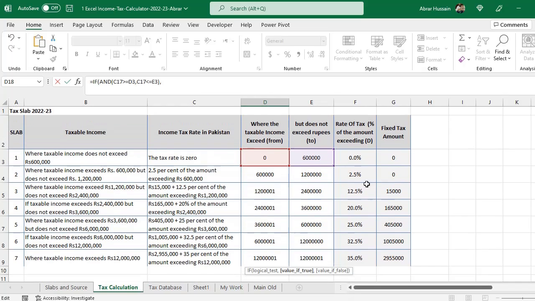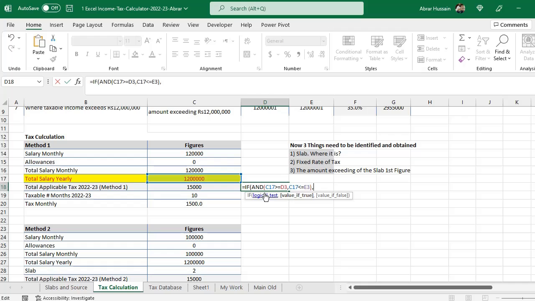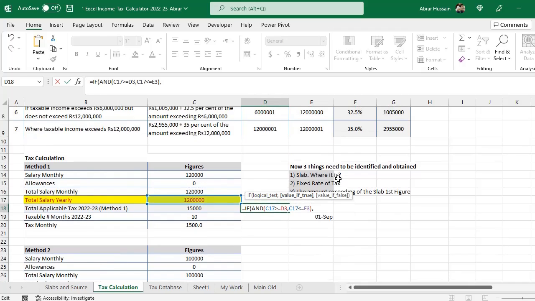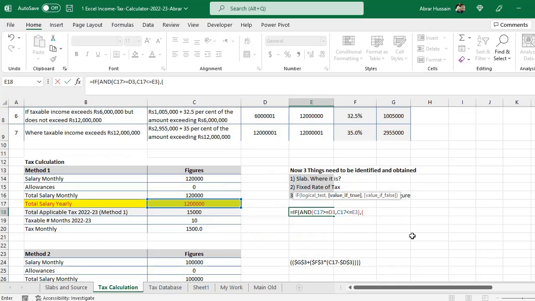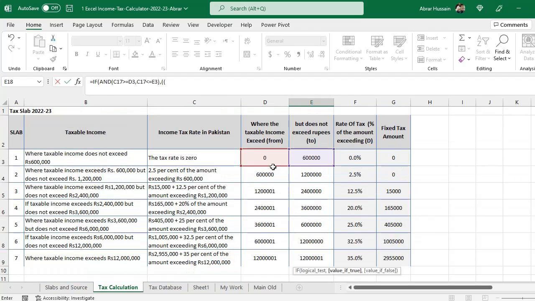So now what it should do, if this is the condition and if it is true, you do two things. Number one, open two brackets, because first you have to obtain the fixed amount. If this is the condition, then this amount plus calculate this amount, this is the fixed amount, plus a bracket to obtain the percent of the amount exceeding this amount, the amount in column D.